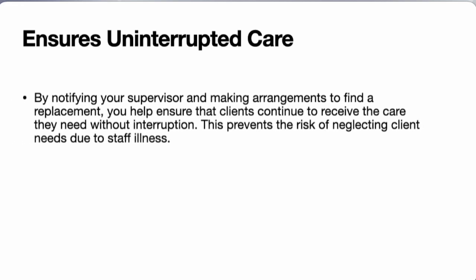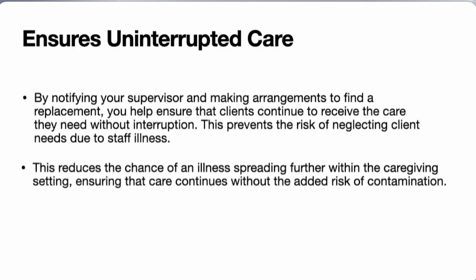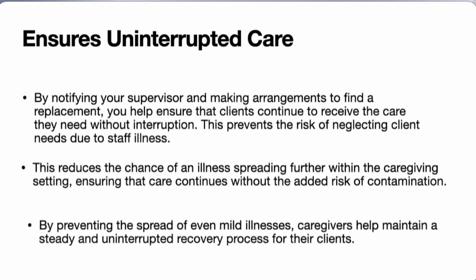Ensures uninterrupted care. By notifying your supervisor and making arrangements to find a replacement, you help ensure that clients continue to receive the care they need without interruption. This prevents the risk of neglecting client needs due to staff illness. This reduces the chance of an illness spreading further within the caregiving setting, ensuring that care continues without the added risk of contamination. By preventing the spread of even mild illnesses, caregivers help maintain a steady and uninterrupted recovery process for their clients.